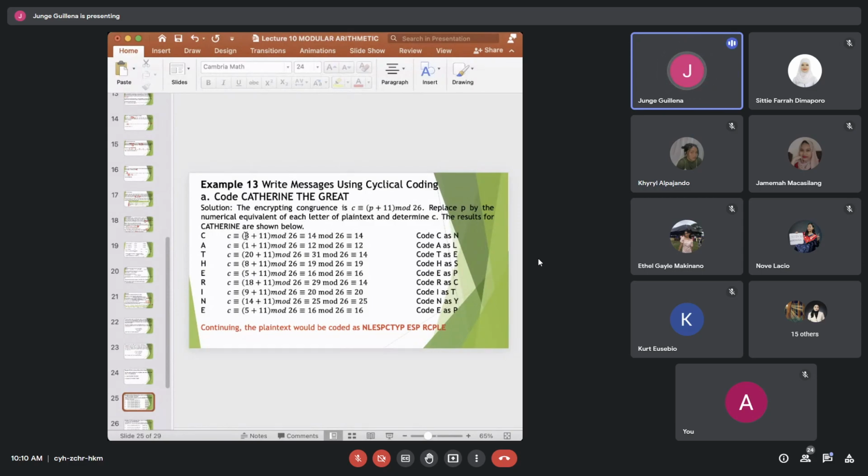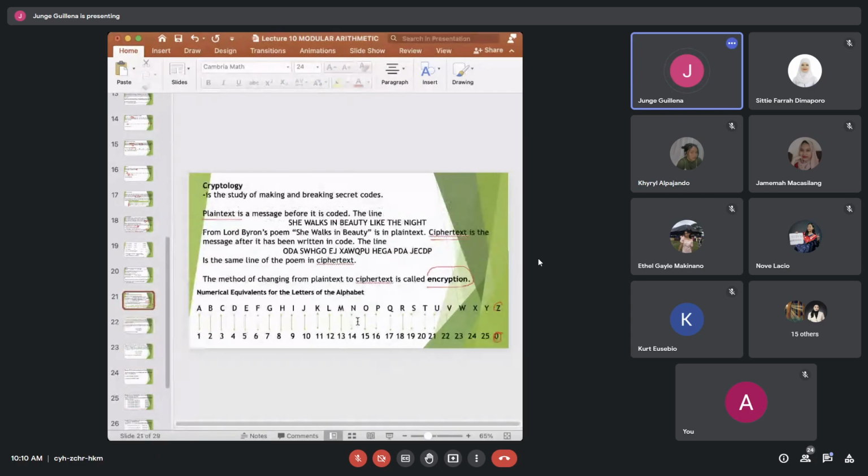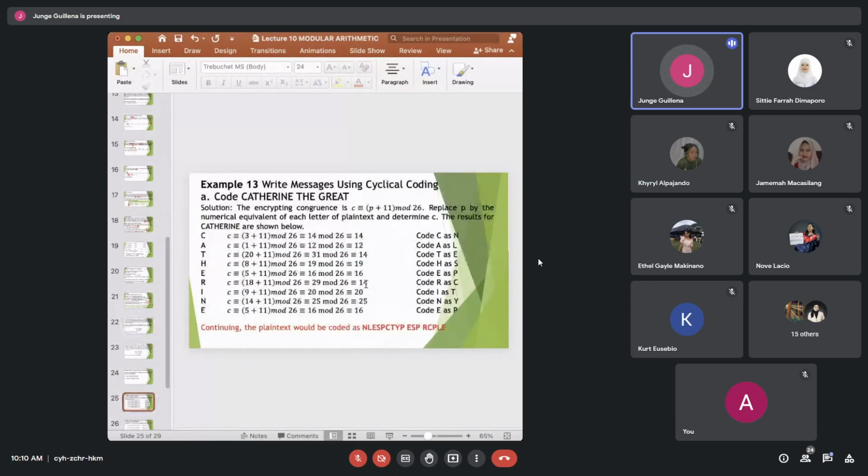So you substitute 3 plus 11 is 14. And again, that is less than the modulus 26, so your remainder is 14. So for this 14, you look at the table for the letter with a numerical equivalent of 14. When you look at the table, the equivalent is letter N. Okay? So C will be converted now to N, or code C as N. The same process for A, T, H, E, R, I, N, E. Okay? So it is the same for all.